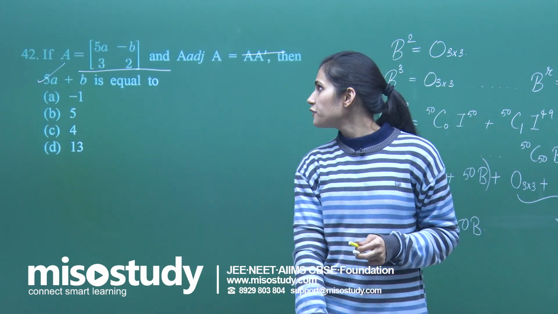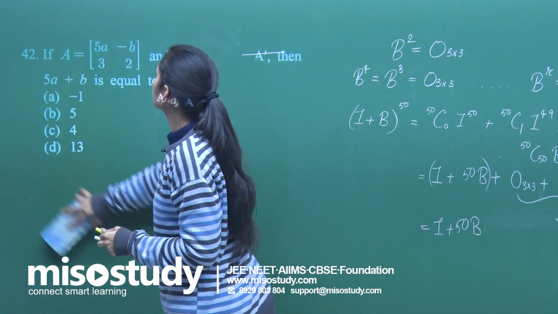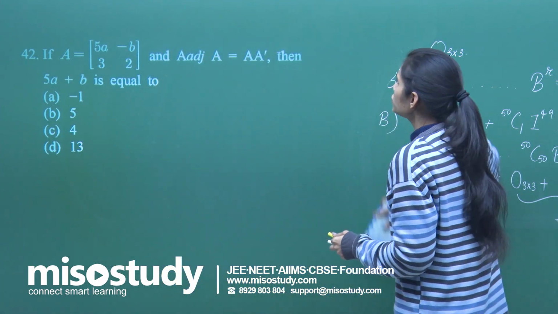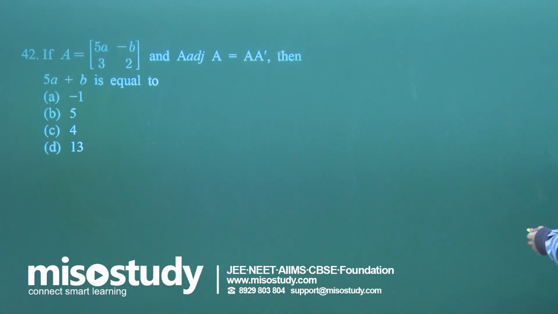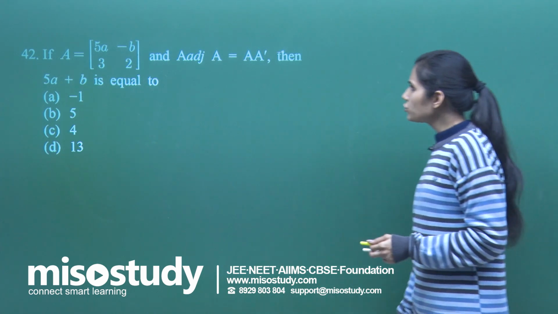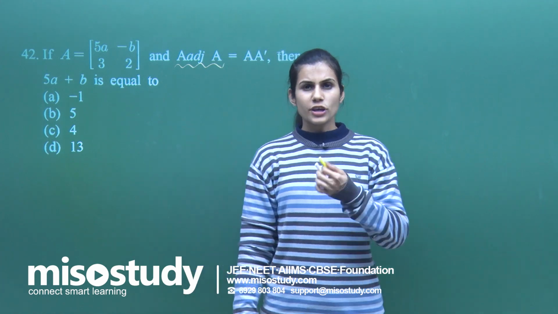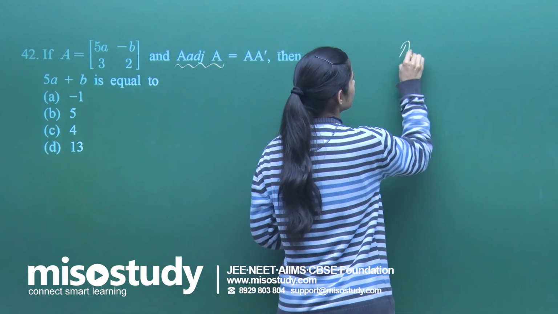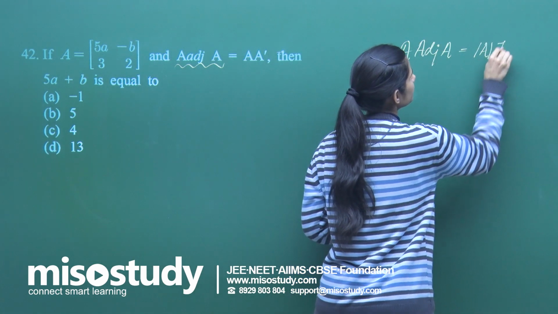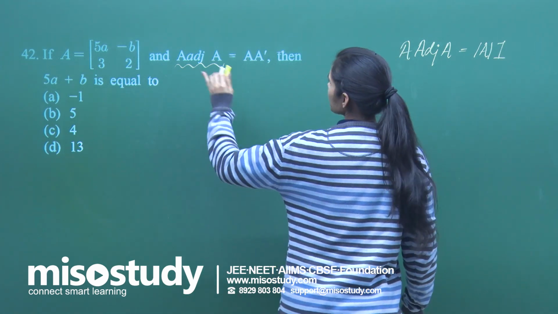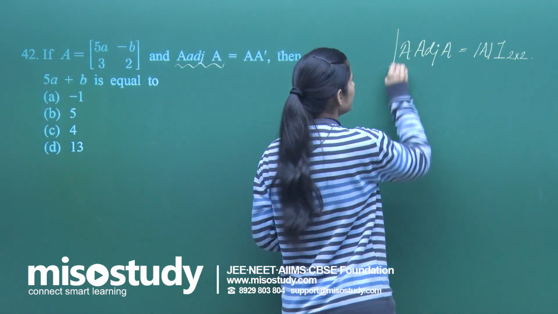Next question says that if A is 5A minus B 3, 2, it is a 2 cross 2 matrix given to you, and A into adjoint of A is AA transpose, then 5A plus B will be equal to what? Just try to recollect your knowledge on this. If you can recall, what was A into adjoint of A? A into adjoint of A was determinant of A times identity matrix of the order same as that of A. Here it is 2 cross 2. Remember this very important result.